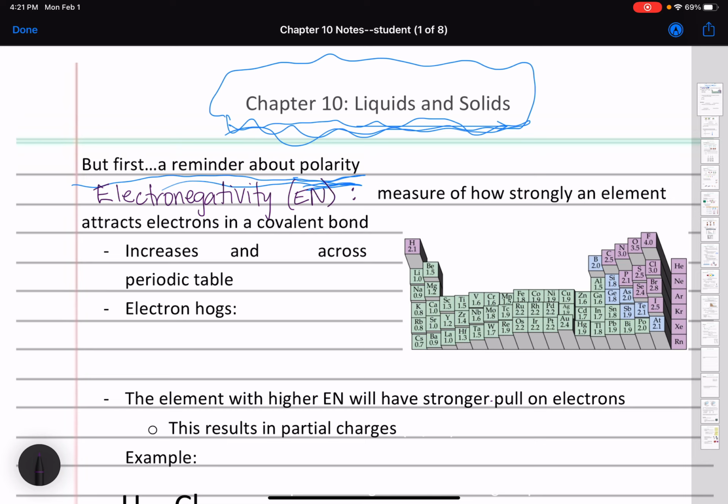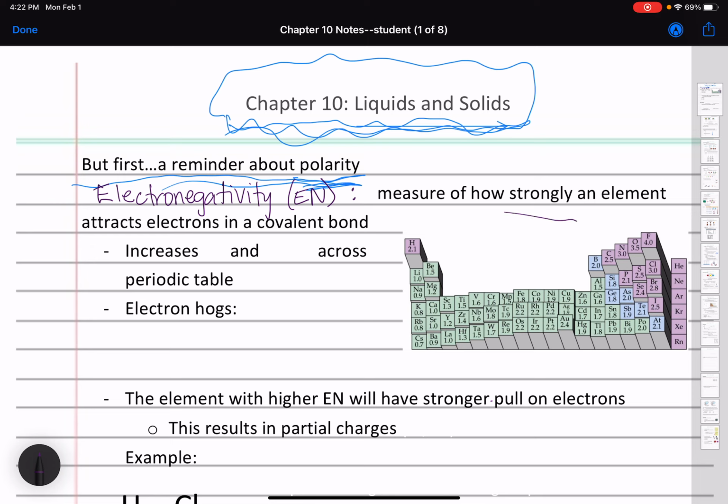All right, so electronegativity is a somewhat arbitrary value that measures the strength of an atom's pull on electrons in a shared bond. So when two atoms are sharing electrons in a covalent bonding situation, they don't usually share equally. One of them will oftentimes hog electrons.